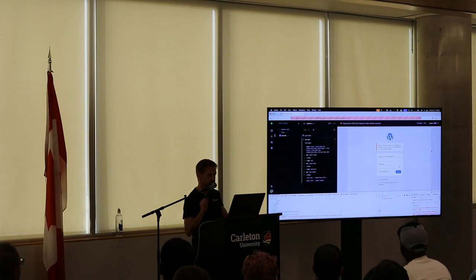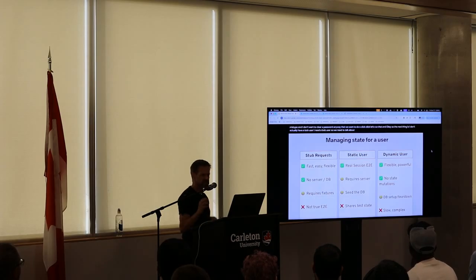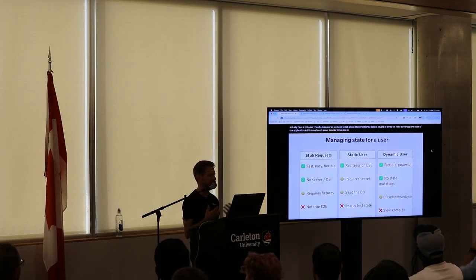Okay, so the next thing is I don't actually have a Bob user. I need a Bob user. So we need to talk about state. I mentioned state a couple of times. We need to manage the state of our application. In this case, I need a user in order to be able to test the functionality. There are a couple of ways that we can do this.